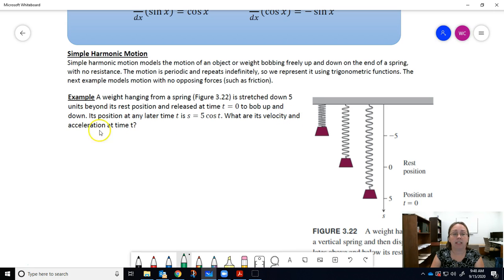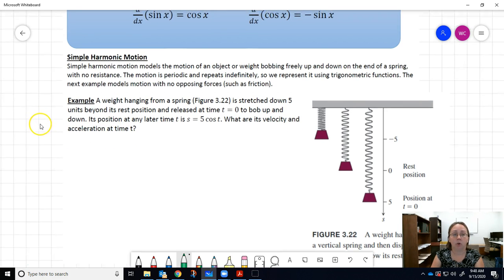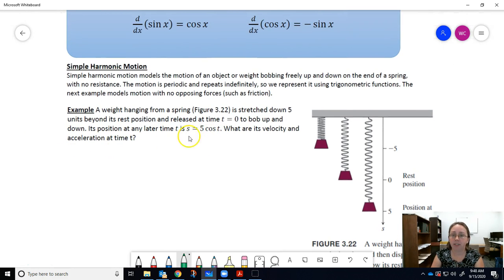What are its velocity and acceleration at time t? Well, if this is a position function with respect to time, how do we find the velocity and acceleration? You remember? If you know, you can go ahead and try it. You have the derivative rules for this case. We need cosine right here. The derivative of cosine is negative sine. So you can go ahead and try these and come back and finish the video.